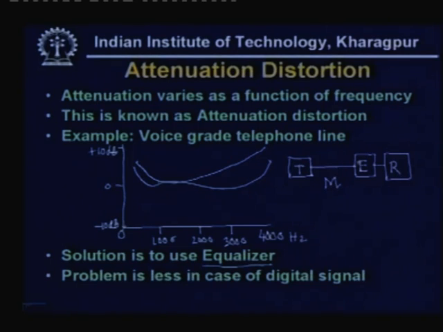Now we see that the medium and equalizer together give a bandwidth like this, and obviously whenever the bandwidth is like this, the distortion is much less compared to this one. That means this particular bandwidth we get only with the equalizer. So in this particular case, whenever we use an equalizer, the problem is less in case of digital signal. The problem is more in case of analog signal.